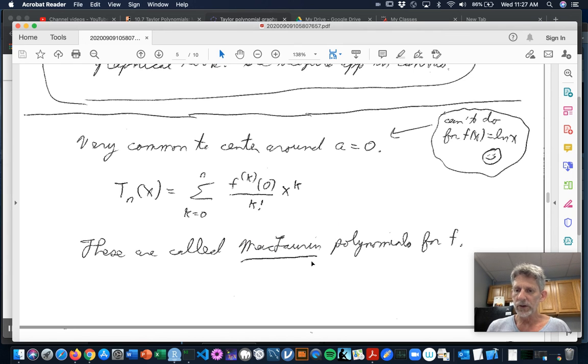This is probably a good place to stop in the screencast. And when we get together next time, we'll just try computing some Taylor and MacLaurin polynomials for a few other functions and see how they do in their work of approximating.